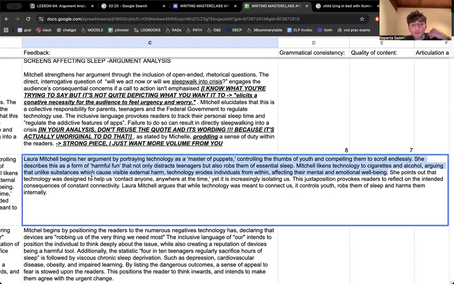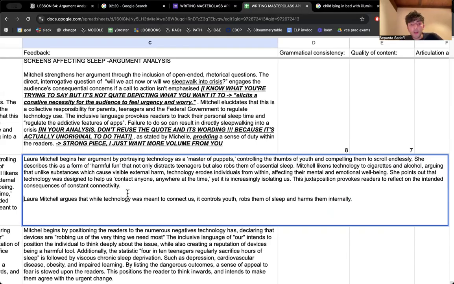She points out that tech was designed to help us contact anyone, anywhere, at any time, yet is increasingly isolating us. This juxtaposition provokes readers to reflect on the intended consequences of constant connectivity. Who wrote this? Laura Mitchell argues that while tech was meant to connect us, it controls the youth, robs them of sleep, and harms them internally.